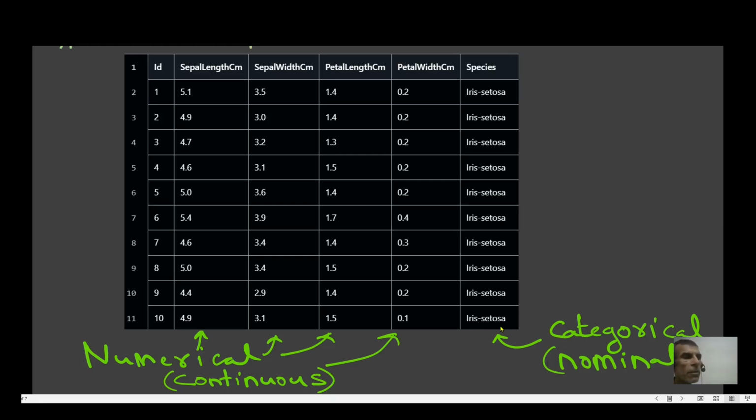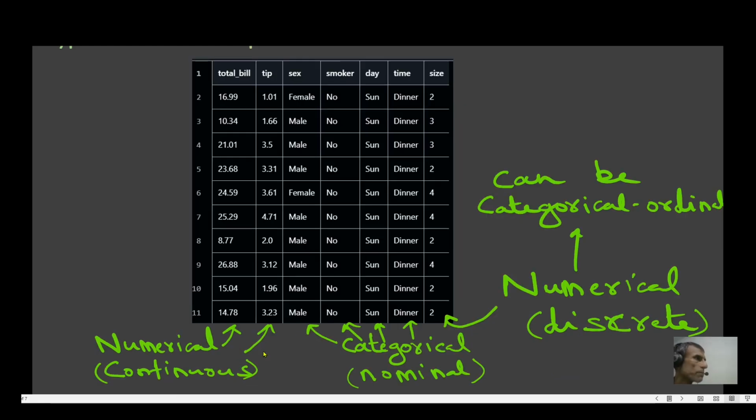And the reason it's nominal is because you cannot say that Setosa is bigger than the other species. There are three different types of species, and you cannot say one species is bigger than another species, because you cannot put a hierarchy over here. All right, let's look at another one.